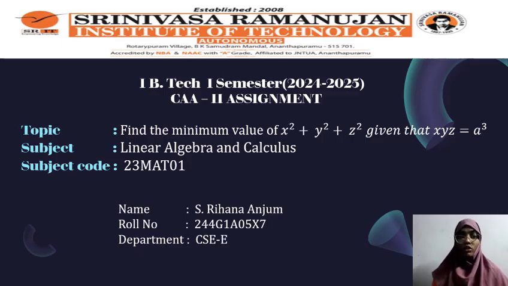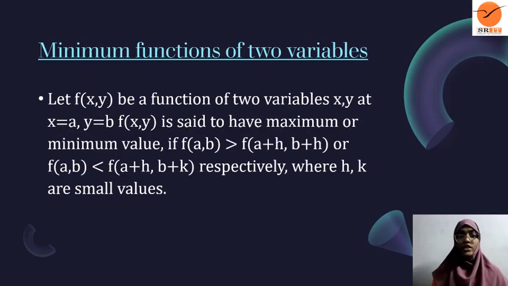Now I am going to talk about minimum values and a minimum value related problem. The problem is: find the minimum value of x square plus y square plus z square, given that xyz is equal to a cube. So let us know what is meant by the minimum of functions of two variables.